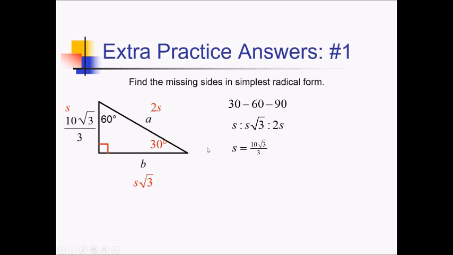I'll go alphabetically. a is 2s, so that means a is 2 times 10 radical 3 over 3. So that's going to be 20 radical 3 over 3. And b is s times radical 3, so that's 10 radical 3 over 3, all of that times radical 3. Well, radical 3 times radical 3 is just 3. So that's going to cancel out the 3 downstairs, and that ends up just being 10.